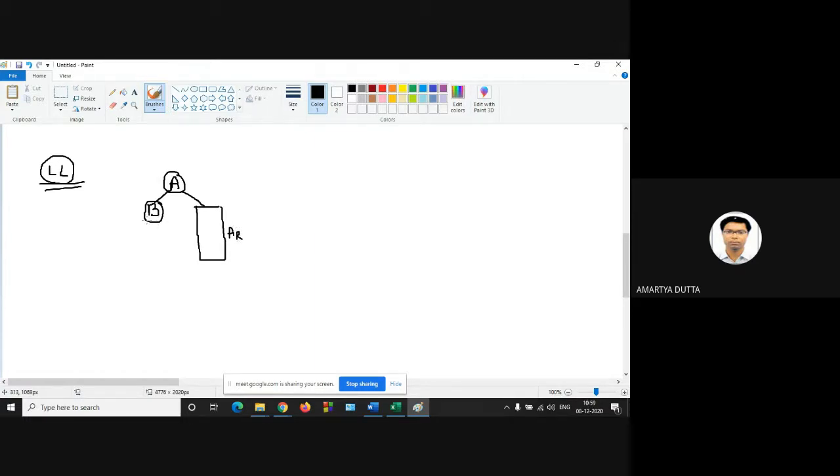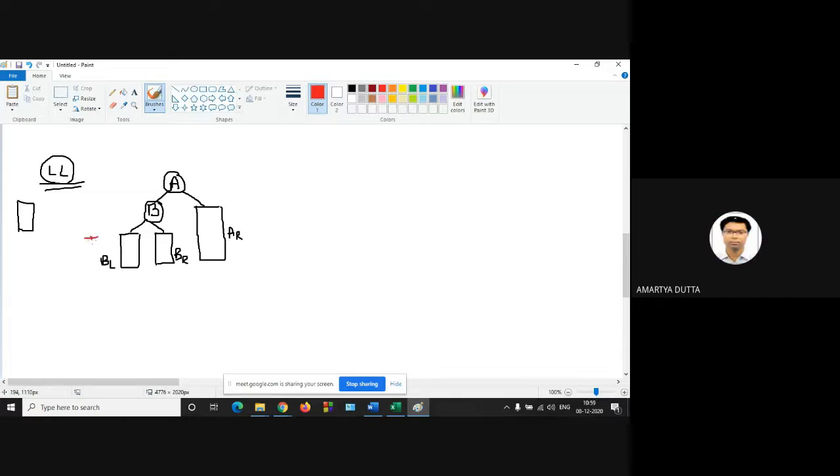Okay. Now for B, let this be the left child of B, BL, and let this be the right child of B, that is BR. Actually the leaf nodes are denoted in this way, in a rectangular shape. Is it clear? Yes, sir.